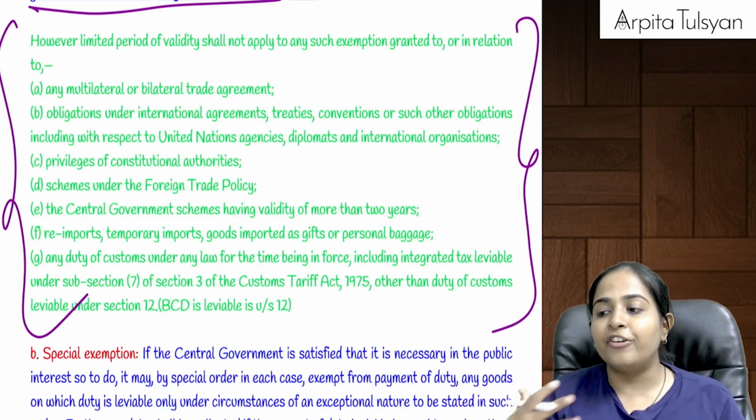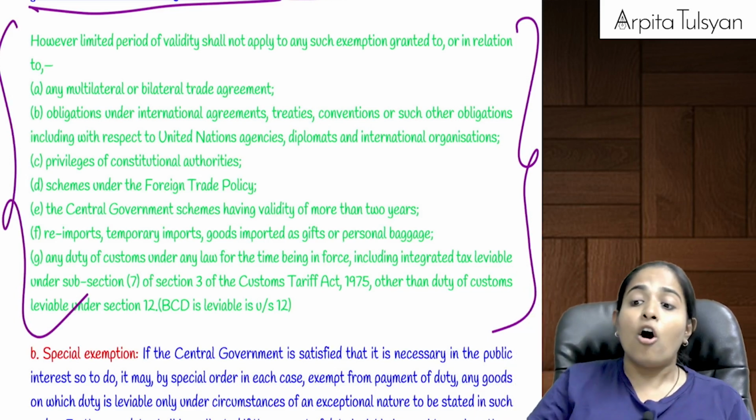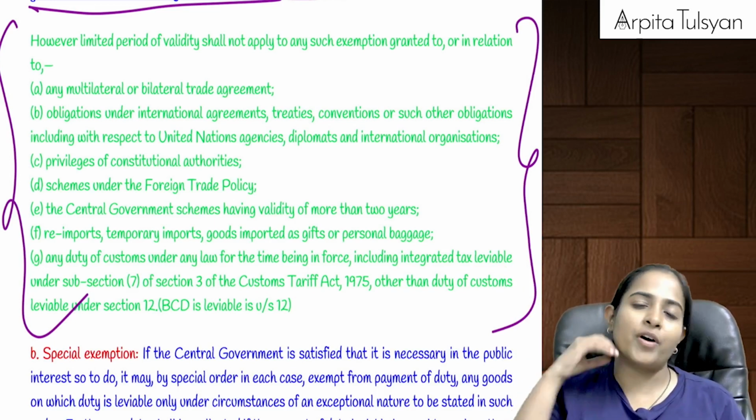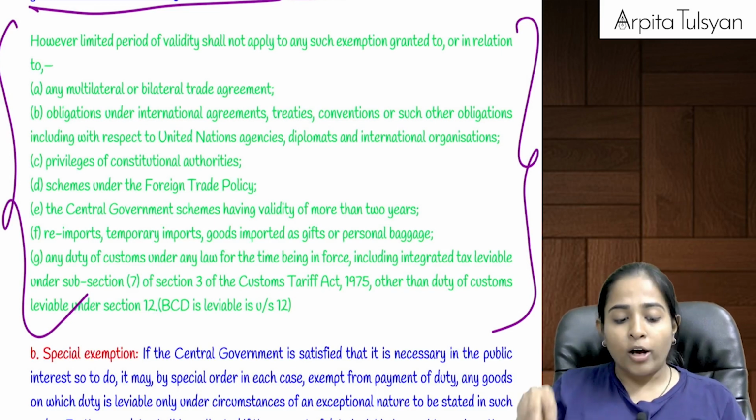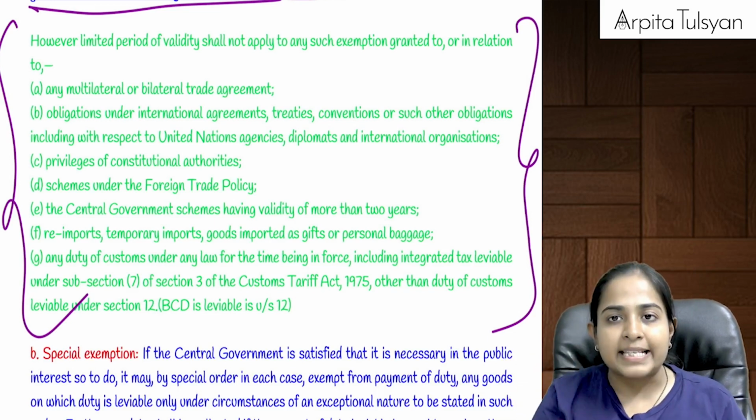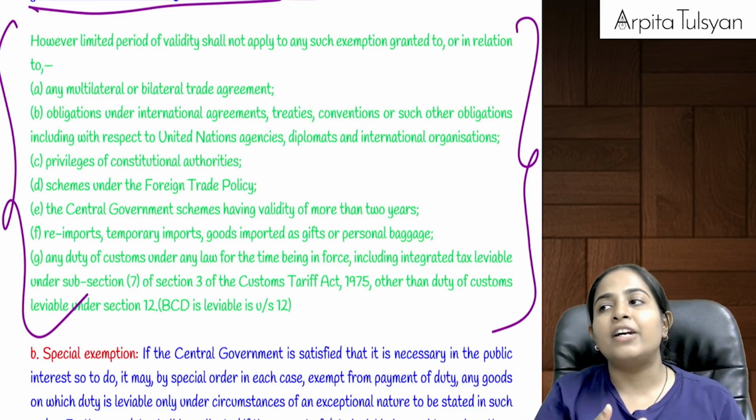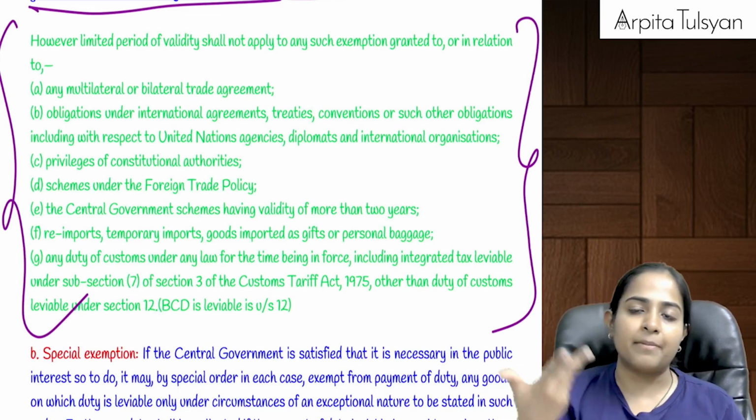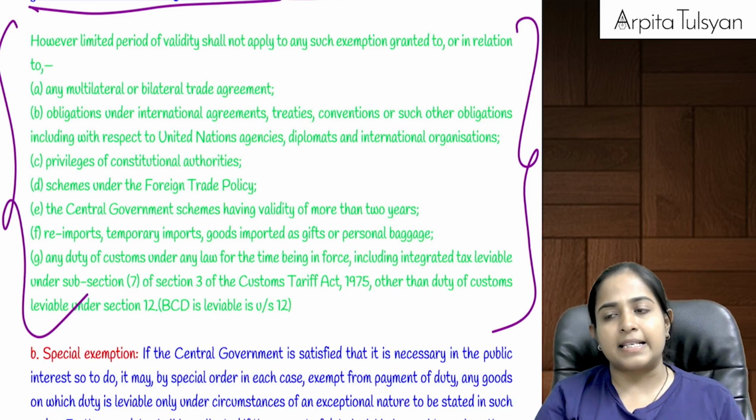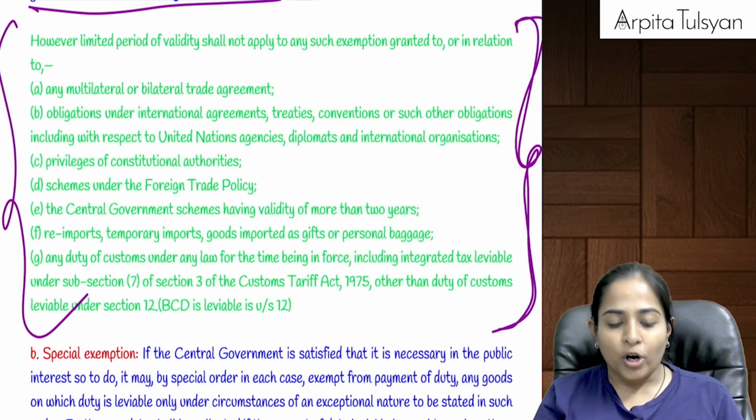But that validity point, that 2 years 31st March point, is not applicable in certain circumstances. Suppose we have given this exemption because of some bilateral trade agreement with another country, or to fulfill some obligations of the United Nations or any international trade agreements, or under some scheme of FTP, or when the central government says that the scheme is anyway valid for a period of more than 2 years, then definitely the exemption should also be valid for a greater period. In such cases the 2 years time period will not be applicable.